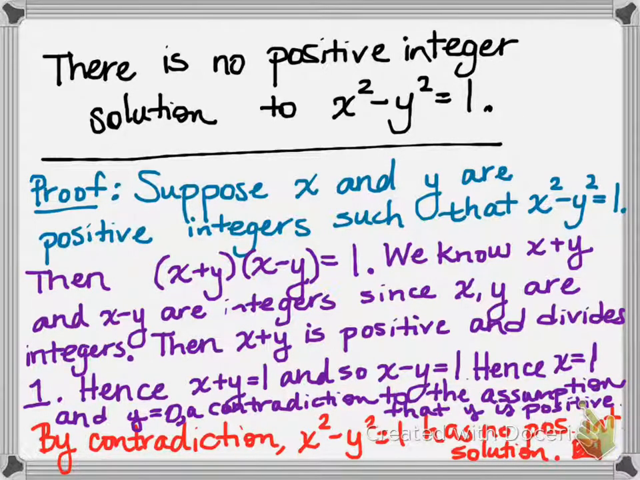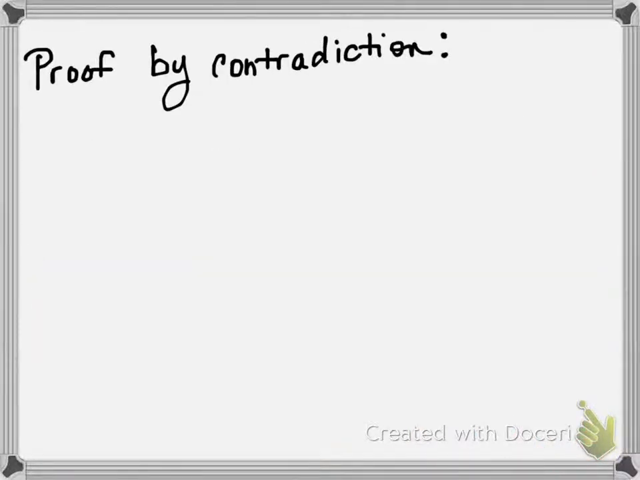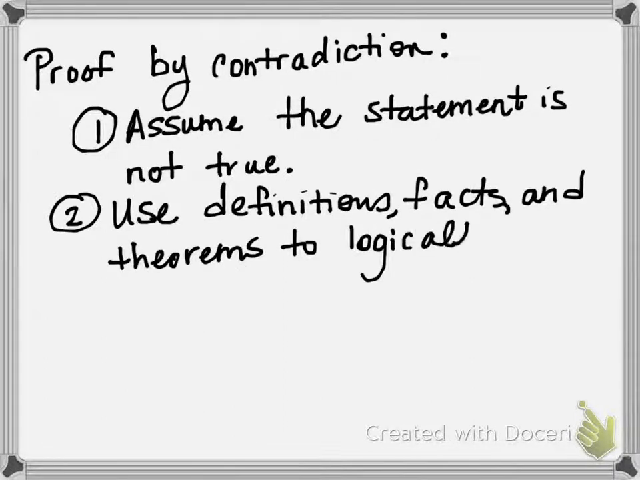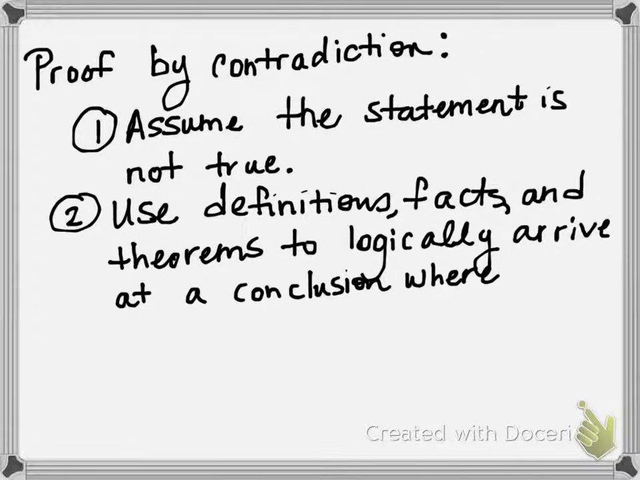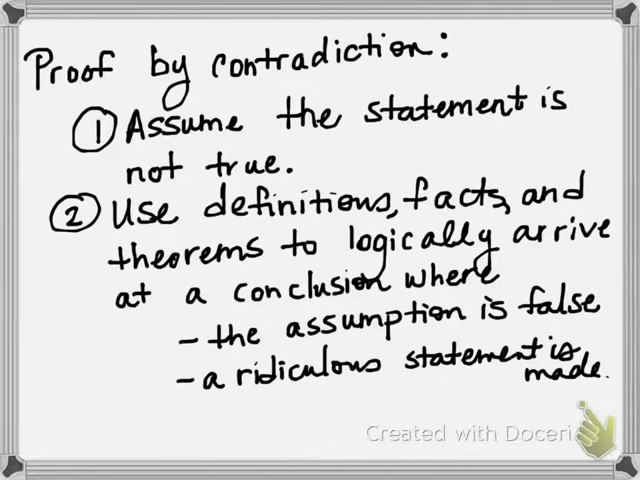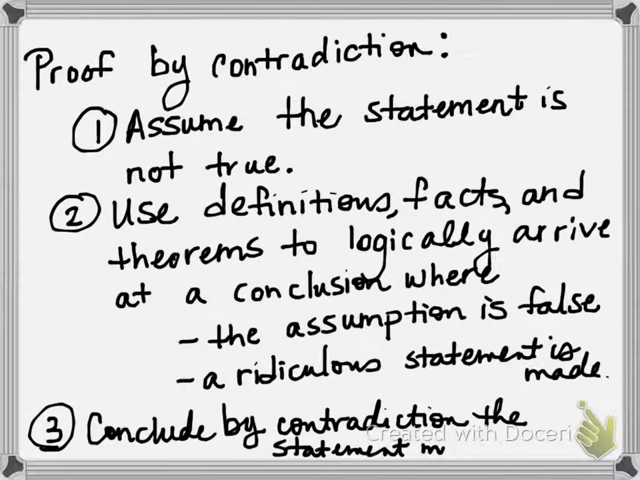Okay. So if we're doing a proof by contradiction, we've got 3 steps here. First, we're going to assume that the statement is not true. Then we're going to use definitions, facts, and theorems to logically arrive at a false conclusion. What would that false conclusion look like? Okay, it could be that the assumption is false, that our assumption that the statement is not true is false, or we could get some ridiculous statement, just something that's very clearly not true. And if we make an assumption and we come to a conclusion that's not true, then that assumption also can't be true. And we conclude by contradiction that our original statement must be true.